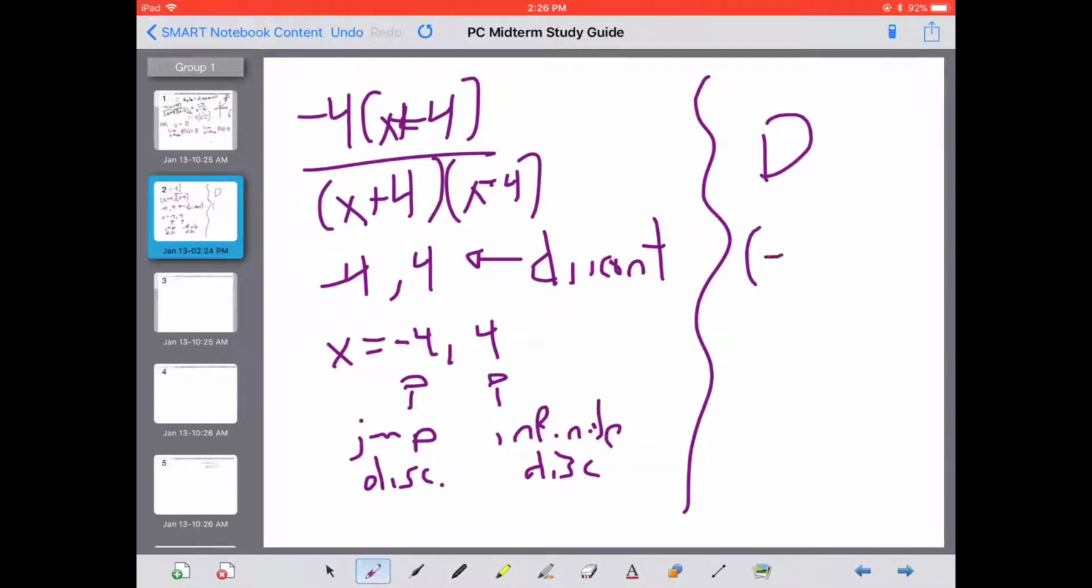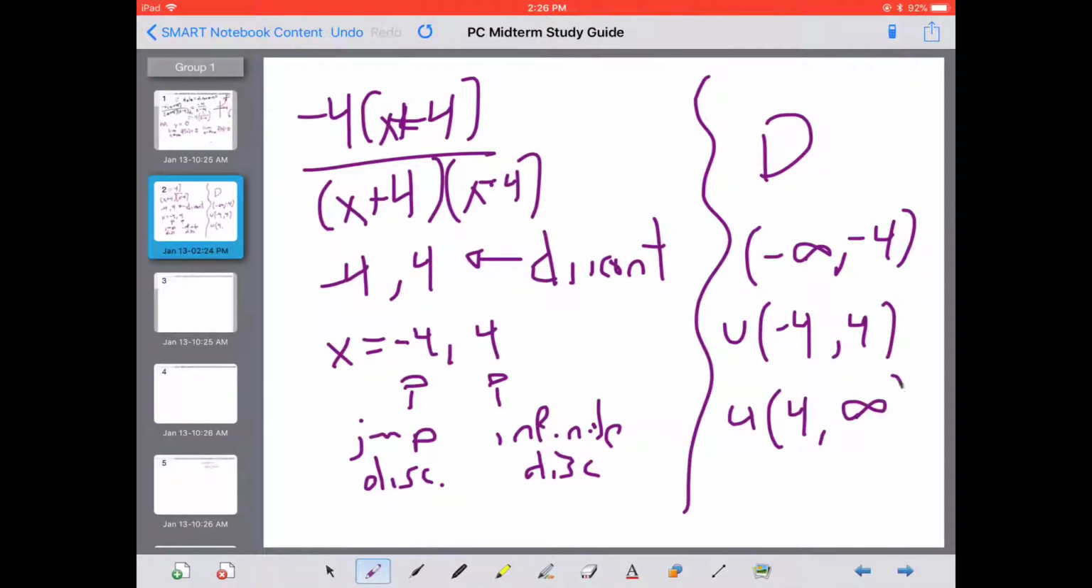So we're going to go from negative infinity to negative 4, union negative 4 to 4, union 4 to positive infinity. So here we had to use our parentheses on the 4s and the negative 4s because those points are not included, because those are discontinuities, aka our holes. So that one was a really long problem, and on the test this might just be one multiple choice question.